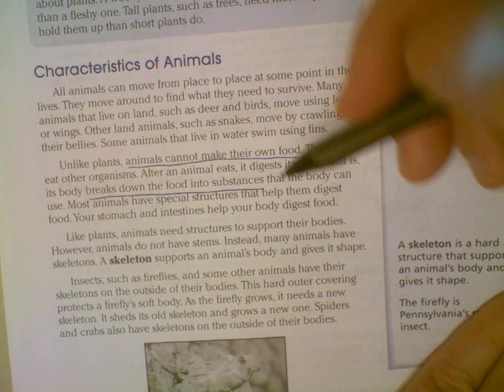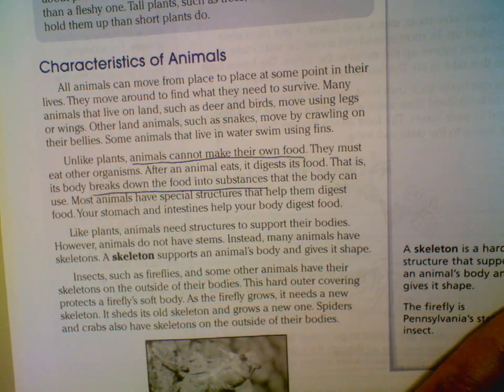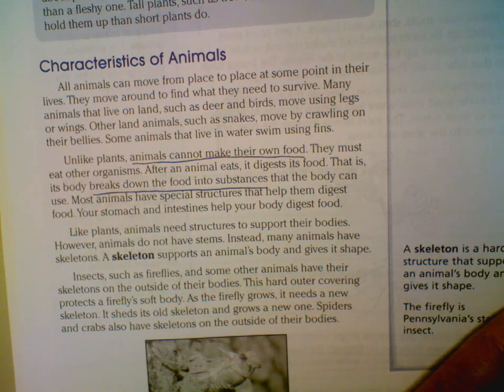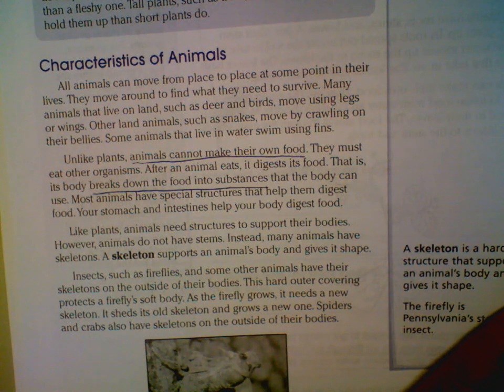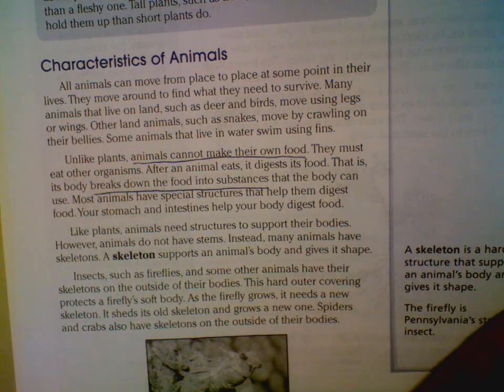Like plants, animals need structures to support their bodies. However, animals do not have stems. Instead, many animals have skeletons. A skeleton supports an animal's body and gives it shape. Insects, such as fireflies, and some other animals have their skeletons on the outside of their bodies. This hard outer covering protects a firefly's soft body. As the firefly grows, it needs a new skeleton. It sheds its old skeleton and grows a new one. Spiders and crabs also have skeletons on the outside of their bodies.